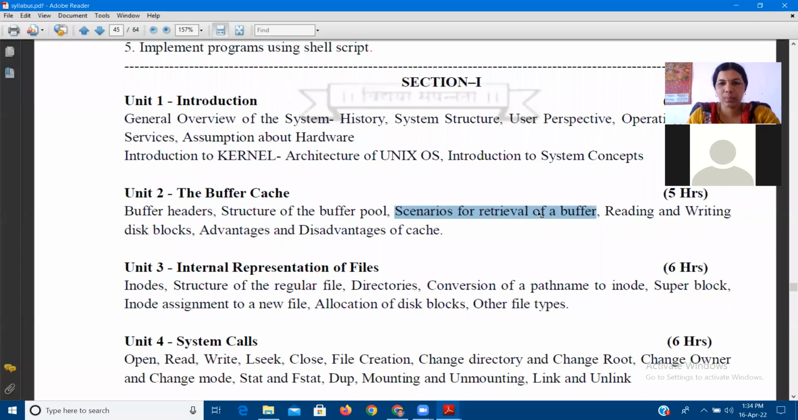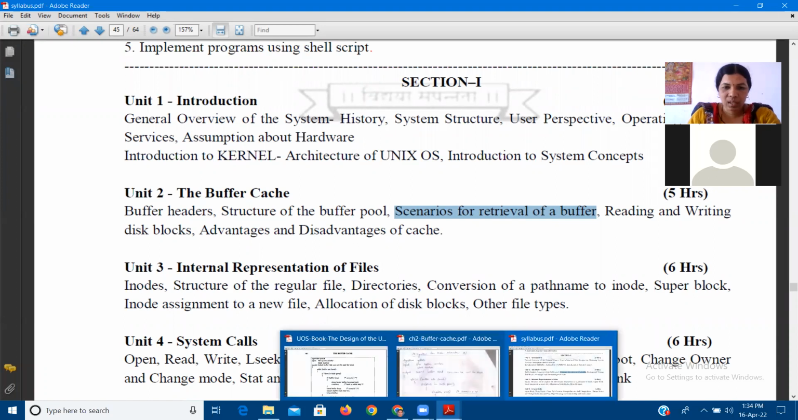So under this third point, we discussed 5 scenarios. We discussed all 5 scenarios, and 2 more algorithms we are discussing as a part of this point. This point is scenarios for retrieval of a buffer. Under that, the 5 scenarios we covered with the help of examples and diagrams. Now we are going to cover one algorithm where all these 5 scenarios are merged. So now we are discussing the algorithm.